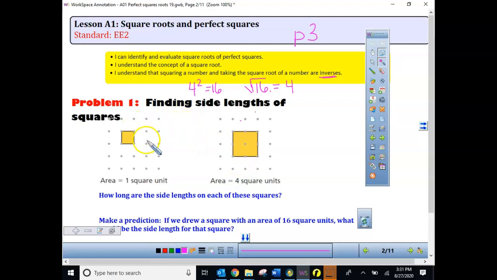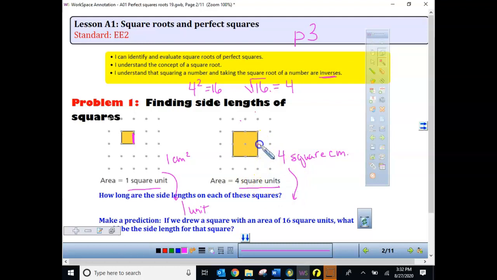We are asked to find the lengths of the square. So it tells us the area is 1 square unit and this area is 4 square units. So if I'm looking at the length of the side, that is in between these 2 dots, this first one, the length is going to be 1 unit. Now, if I would have told you that this was 1 centimeter squared, or sometimes written out this way, 4 square centimeters, then our answer would be in centimeters. So if I told you it was 4 square centimeters, then we would look at the length of the side, and again, you're looking between the dots, and this would be 2 centimeters.